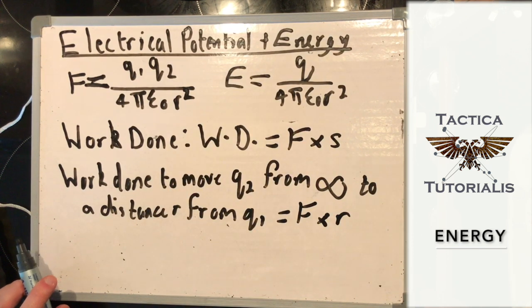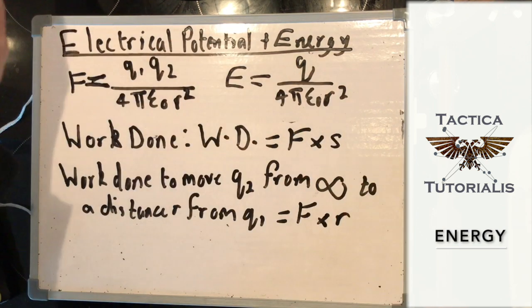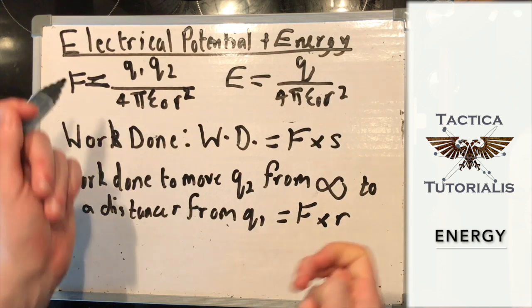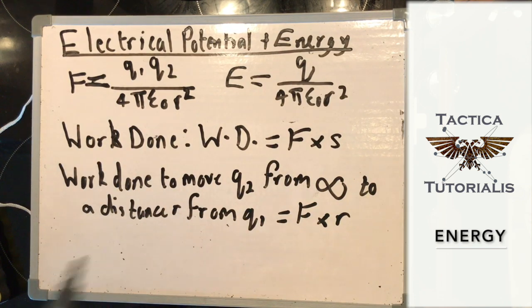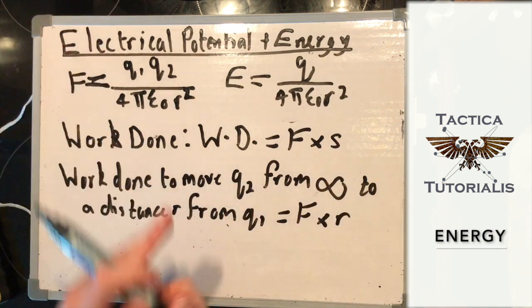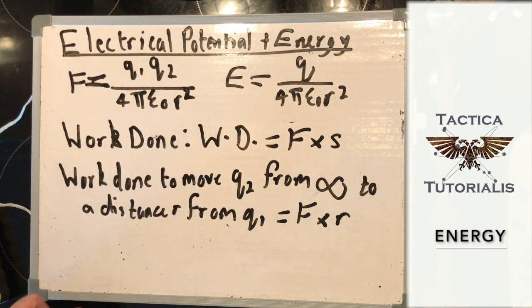You might be going, why is it force times R, not force times infinity minus R? Well, the idea is that if you were a distance infinitely far apart, then there would be no force on the Q2 due to Q1. They'd be infinitely far away and the fields would basically not affect each other. The force, if you plugged infinity in there, would be basically zero. You'd be dividing by infinity, so you get zero.